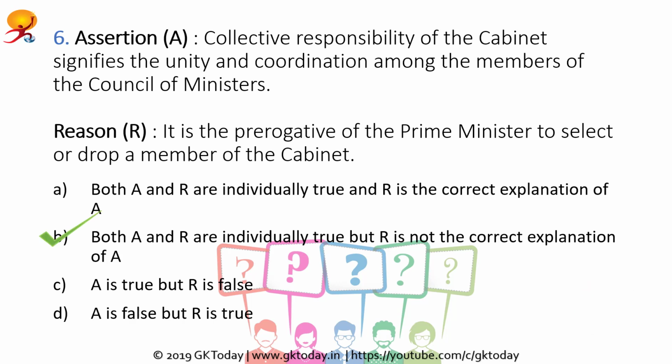And the correct answer is option B. That is, both the statements are correct. However, the reason statement is not actually the reason for the assertion statement. So, collective responsibility is not because the Prime Minister chooses or drops a member of the Cabinet. In fact, the idea of collective responsibility is so that each minister must stand by a Cabinet decision even if they had disagreed during the time that the decision was made. This is to have a unified front.